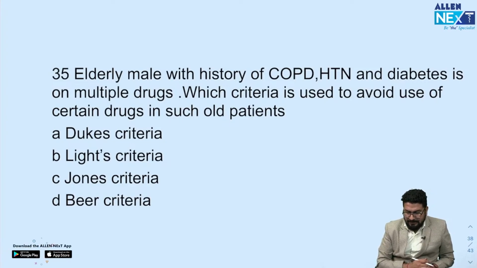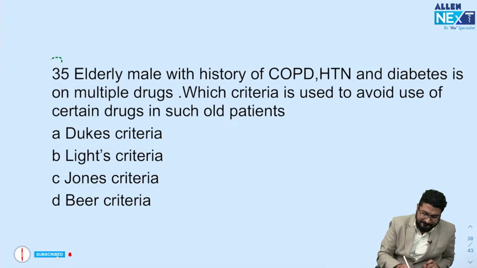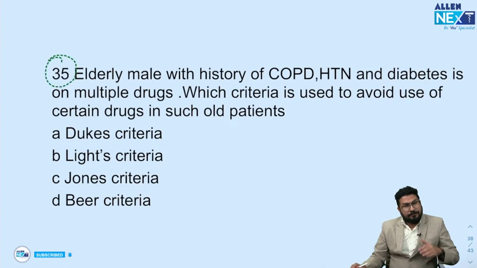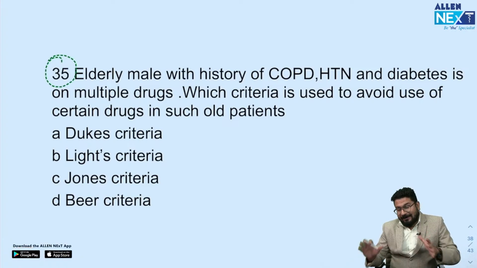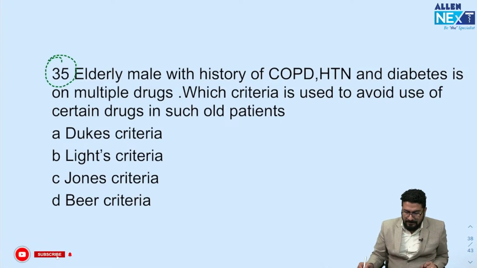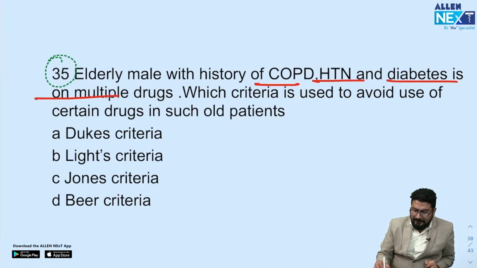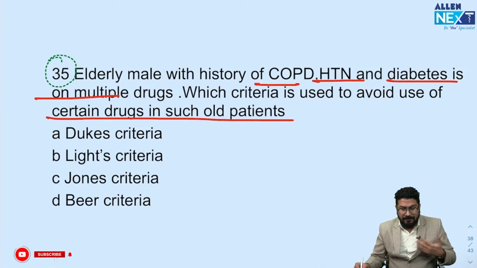Again, this was a question which was out of the book. I can say this is the only question which came out of my notes. I repeat, but if you have slept enough before exam, you can use your brain and still make a diagnosis. It's a pharmacology-medicine overlap MCQ. Elderly male with history of COPD, hypertension, diabetes, on multiple drugs. Which criteria is used to avoid use of certain drugs in old patients? In the geriatric population, they're asking what criteria we use.